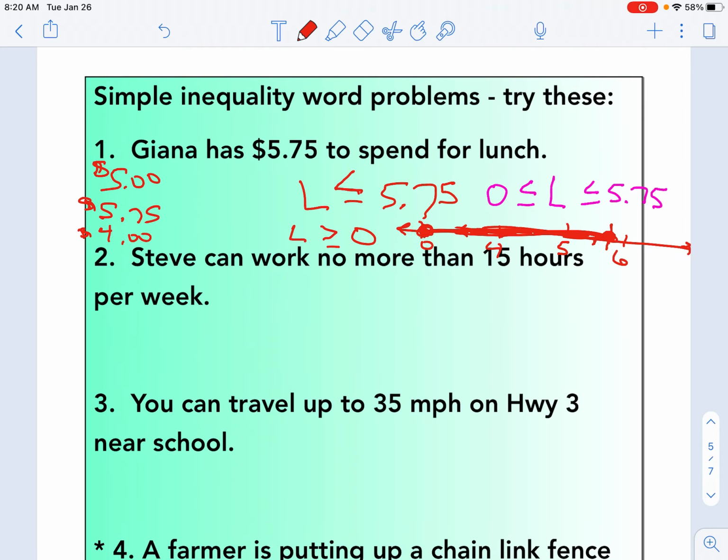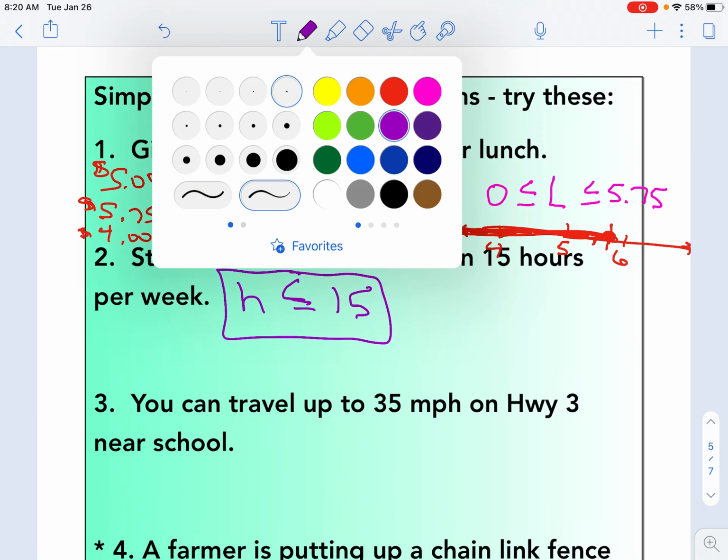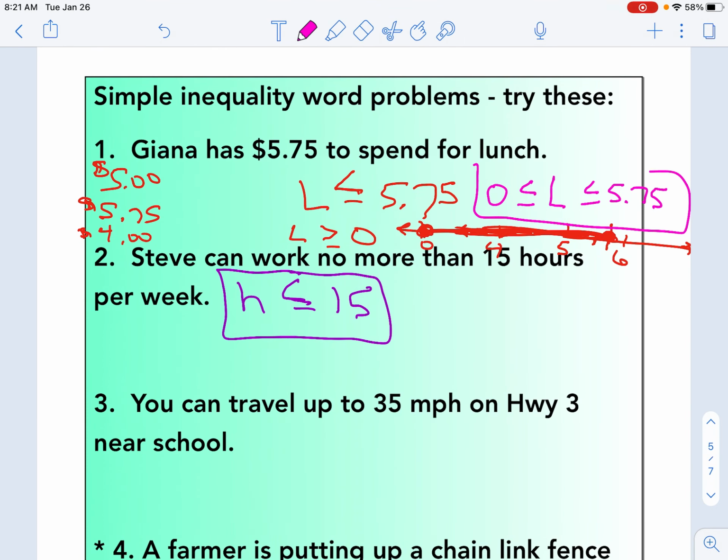All right, so the next one says Steve can work no more than 15 hours per week. So the number of hours he can work could equal 15, but it also has to be less than or equal to 15. So the number of hours he works would be less than or equal to 15. And again, could he work a negative amount of hours? No. So really we should include that his hours are greater than or equal to 0.